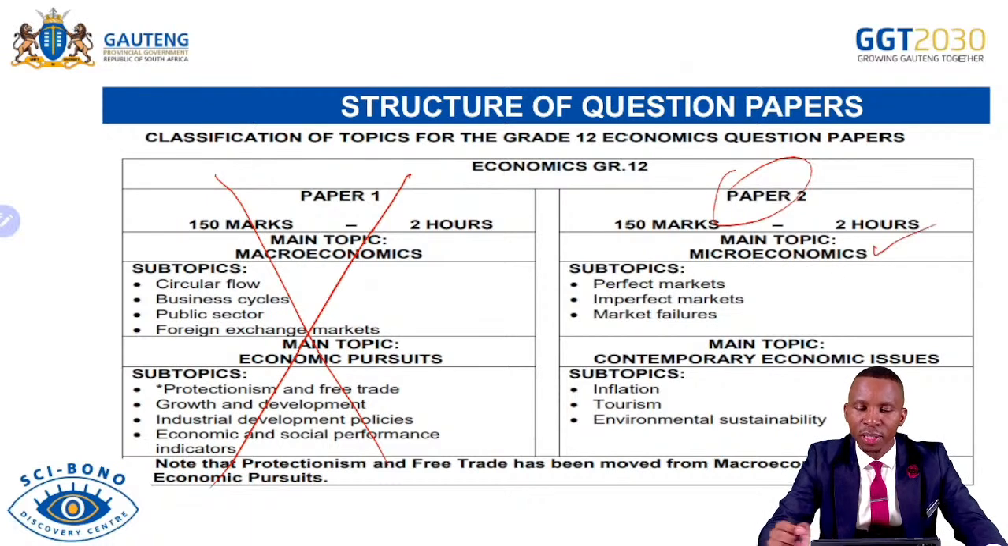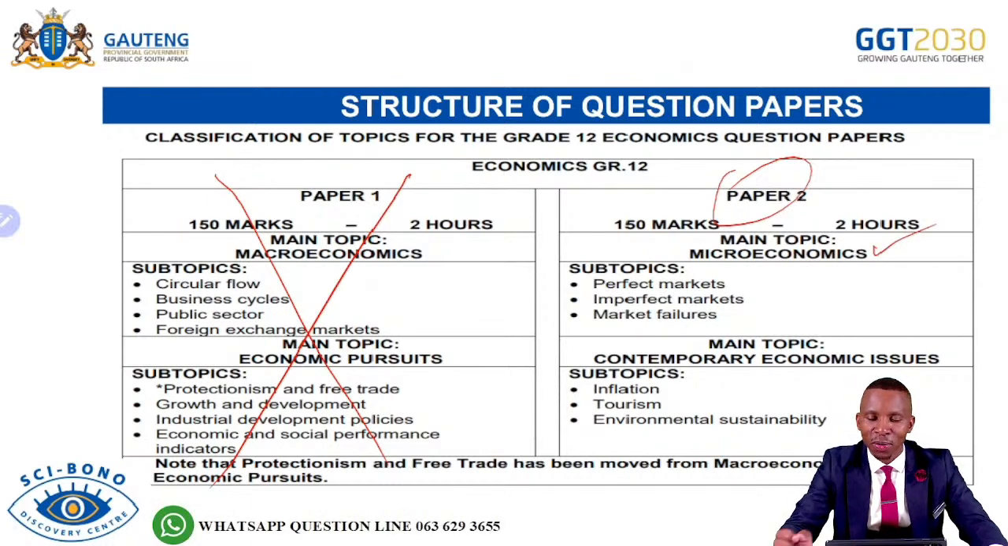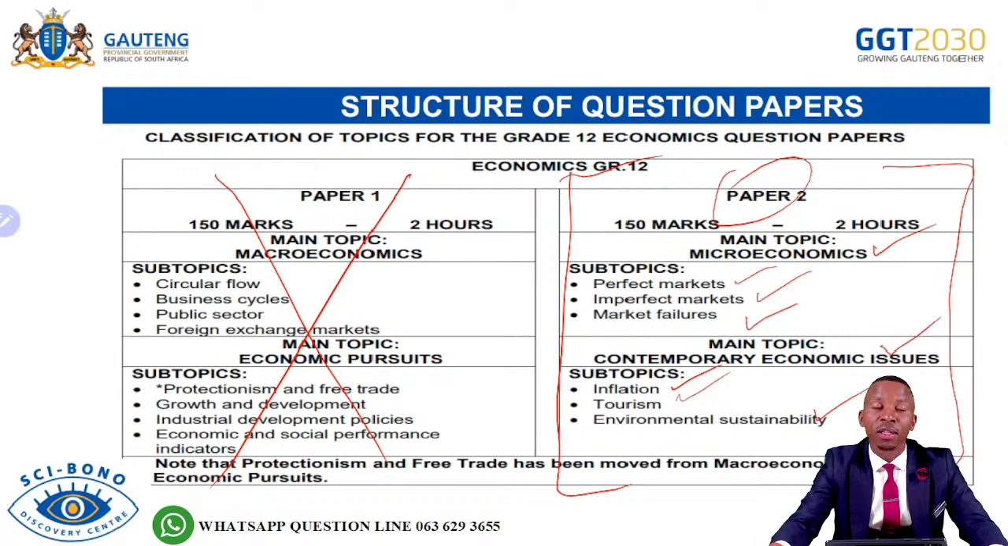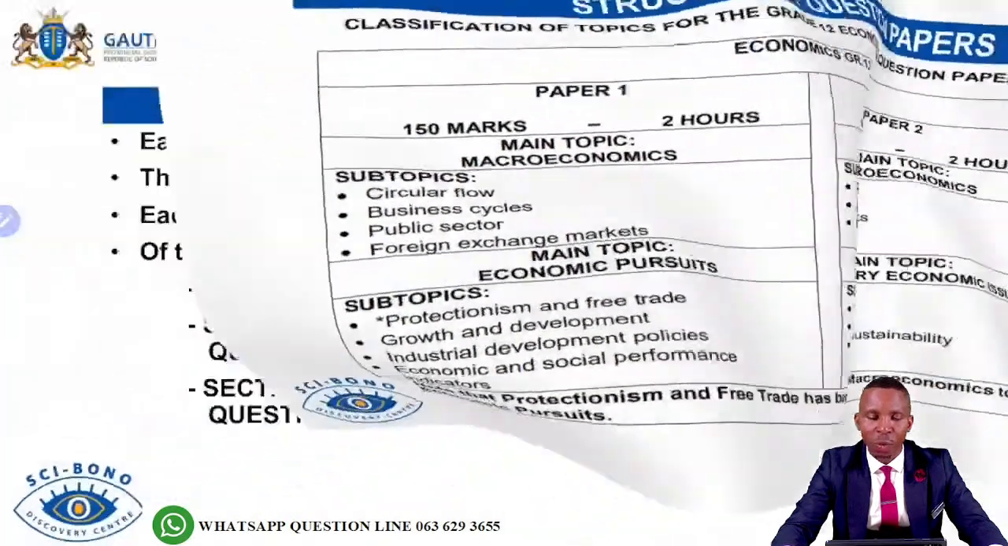We have microeconomics. Under microeconomics, we have perfect markets, imperfect markets, as well as market failures. Then the second main topic is contemporary economic issues, where we have inflation, tourism, as well as environmental sustainability. So this is what must be expected tomorrow. These topics will appear in the examination. How will be explained as we go on with the presentation.